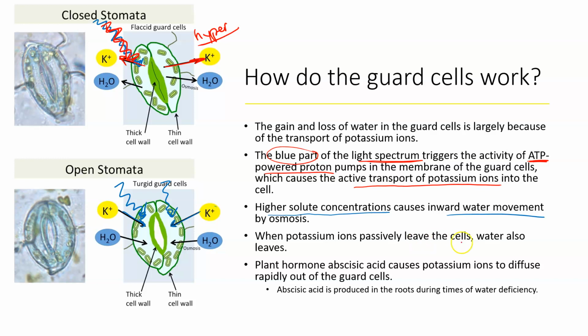When potassium ions passively leave the cell, water also leaves, and there is a plant hormone called abscisic acid, which can cause potassium ions to diffuse rapidly out of the guard cells. Abscisic acid is specifically produced in the roots during times of water deficiency, and so it makes sense that when the roots know the soil is dry, they produce abscisic acid, which is going to cause a really fast movement of potassium ions out of the guard cells, which is going to ultimately pull the water with it.